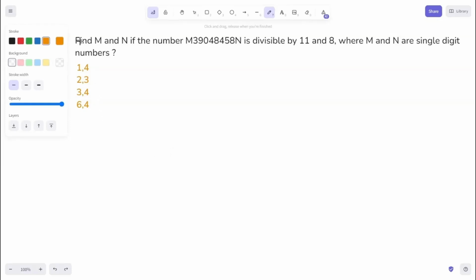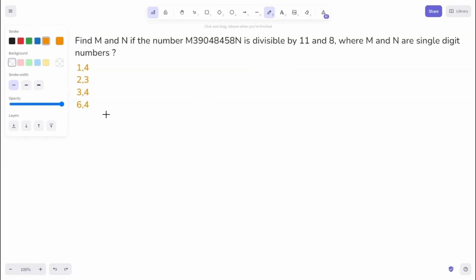As you can see, this is our question: find m and n if the number m39048458n is divisible by 11 and 8, where m and n are single digit numbers. Basically the question is saying find the value of m and n. When we find the values of m and n and put them into this number, the number should be divisible by 11 and 8. So we have to find m and n.